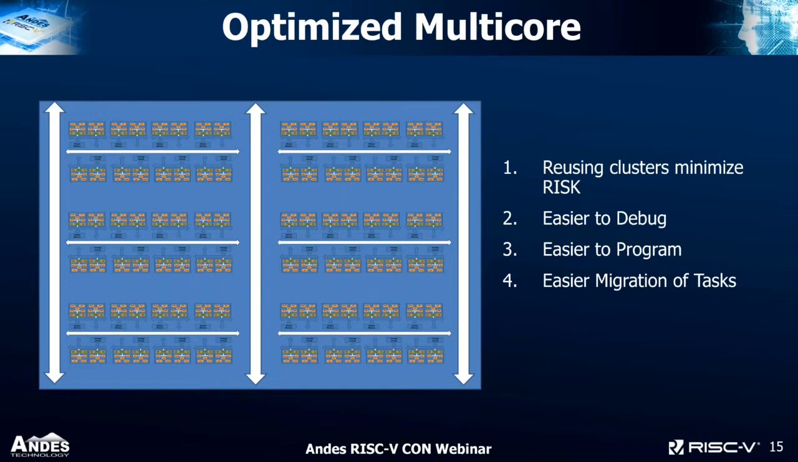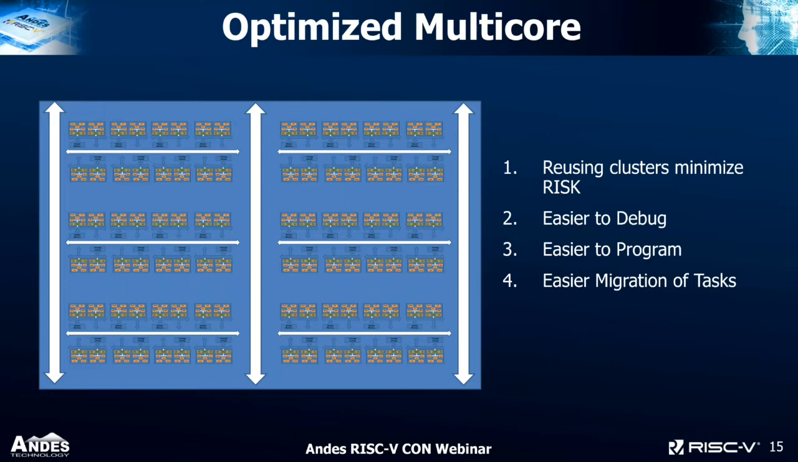It's easier to program, especially since I could migrate tasks from one cluster or one processor to another one. So it's a good configuration, good optimization. And by separating the buses as much as possible, you can have multiple memory controllers, multiple local memories. The idea is to minimize data movement and exploit the locality of data.